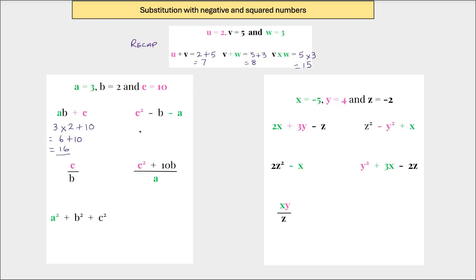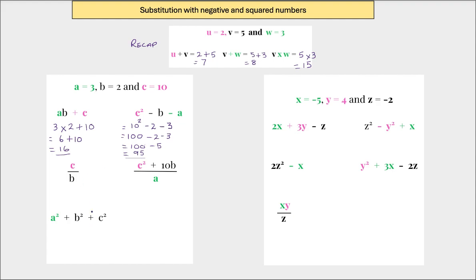Next one, c squared. So we have c is 10. So it's going to be 10 squared. Subtract b, which is 2. Subtract a, which is 3. So 10 squared is 100. Minus 2 minus 3, which equals 100. And minus 2 minus 3 is minus 5. So our answer is 95.